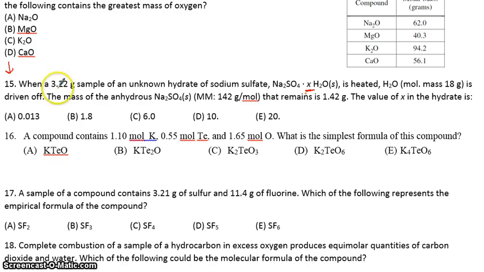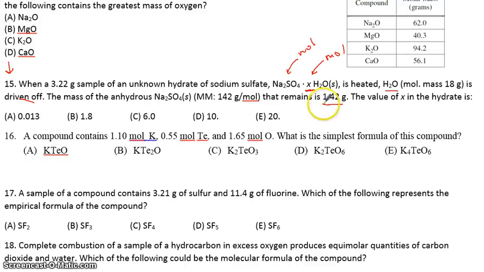So we begin with 3.22 grams. Now that's of the hydrate with the water in there. And after the water is driven off, the mass of the anhydrous without the water is 1.42. So the value of X in the hydrate. This is going to be more like determining the empirical formula of a compound. What we need to know is how many moles of water we have for every mole of our original compound mass. So let's do this.